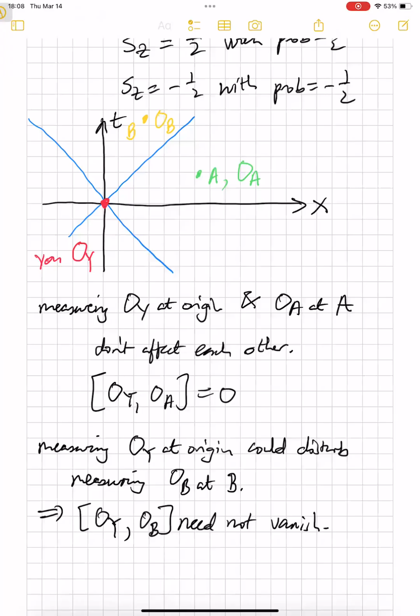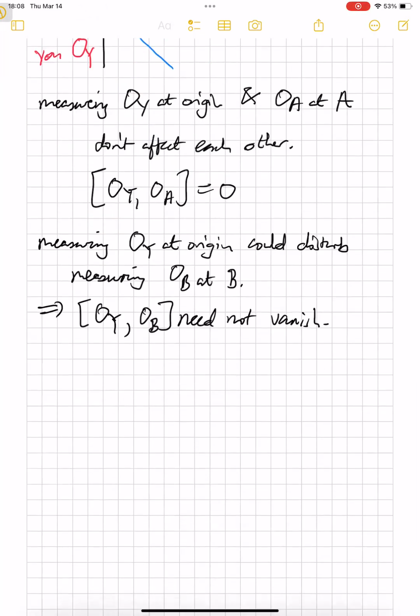Okay, so I want to state when operators must commute and when they need not commute. And to do that, I'm going to want to introduce one more idea. So let me introduce that first, and then we'll come back to the statement of these two operators.